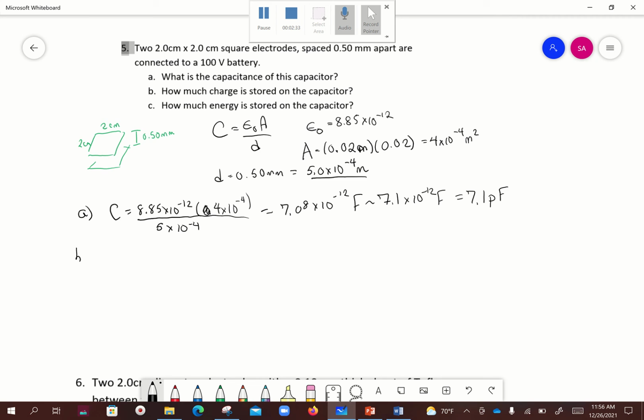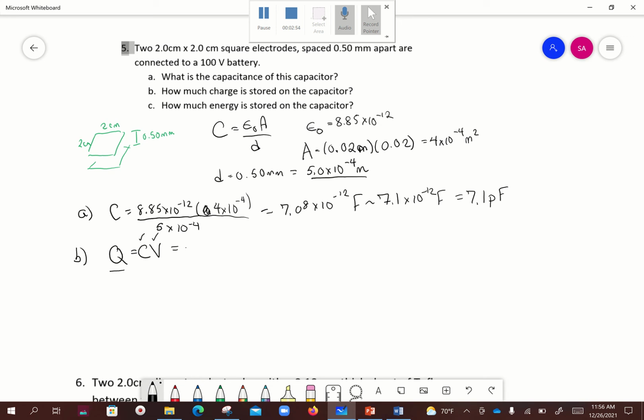All right, so for part B, we want to know how much charge is stored on the capacitor. So we have the equation Q is equal to C times V. So Q is what we want. We just found C, and we know V. So again, all we have to do is plug and chug. These capacitor problems are pretty much just straightforward like this.